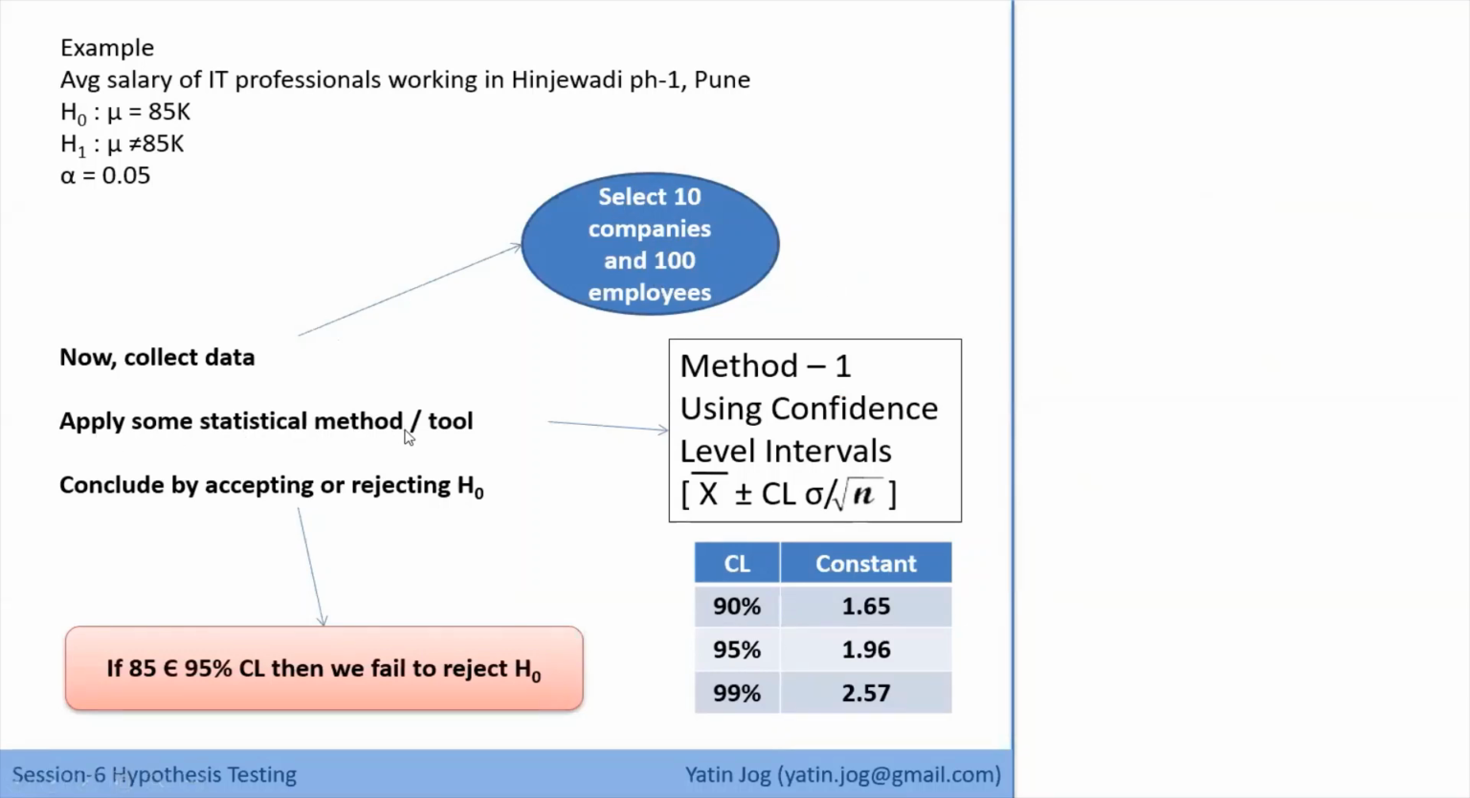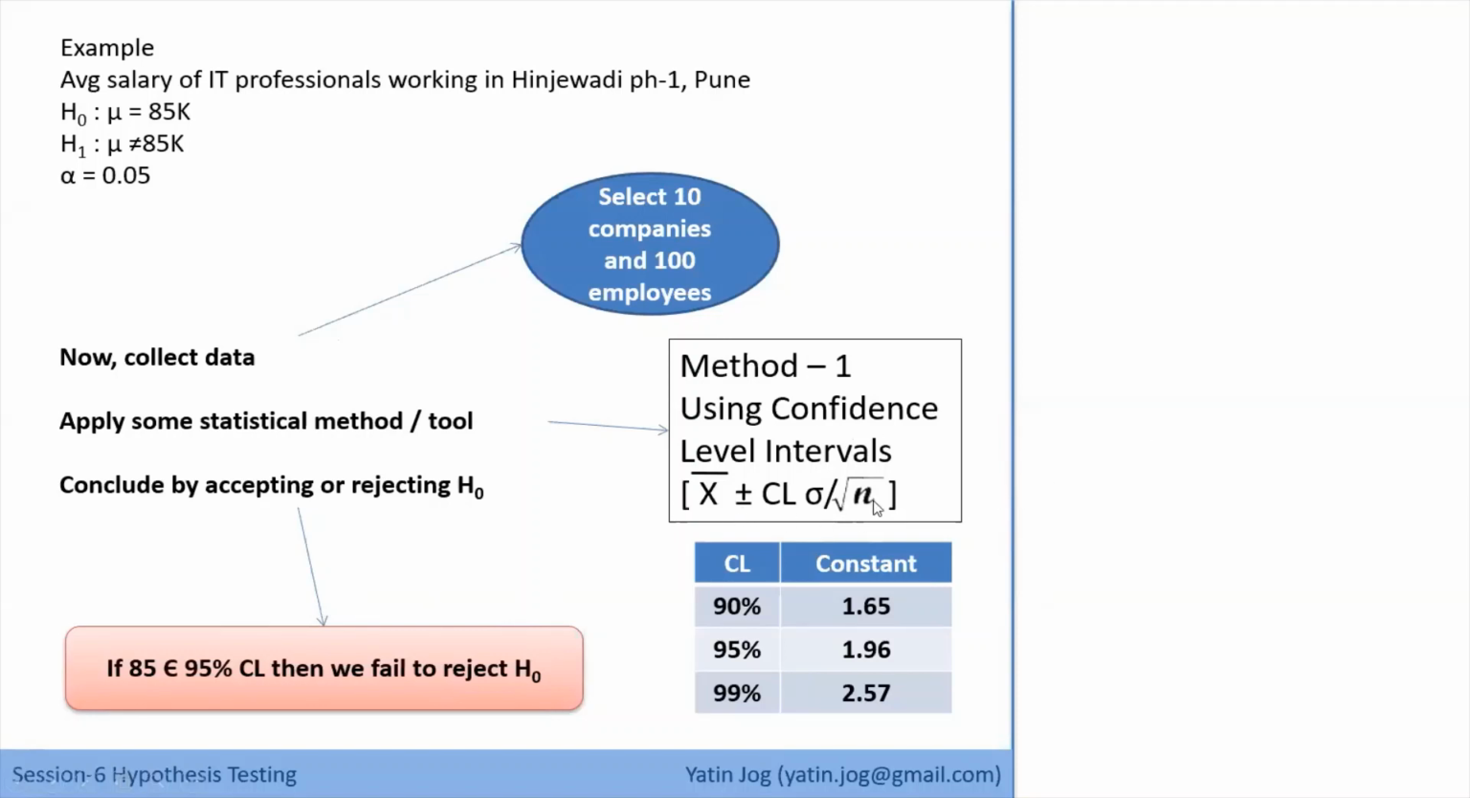And then I'll apply some statistical method or tool. Suppose I'm using method number 1, which is the confidence interval method. Using this method, I'll calculate these values, and then I will conclude whether to accept or reject. Now, how I will use method 1 and how I will conclude, I will explain.